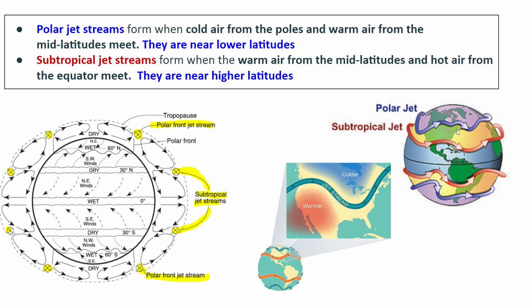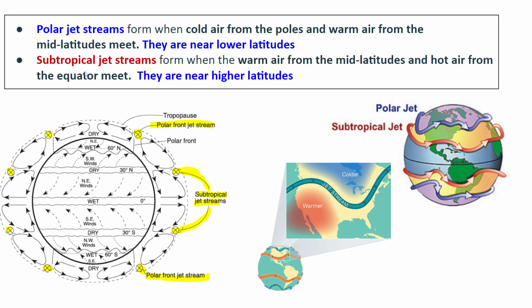One is the polar jet stream right here in the northern hemisphere and here in the southern hemisphere, where the cold air from the north and south pole are meeting this warm, but not too warm, air in the mid latitudes, that are somewhere between the equator and the poles. Okay, so that's what we call a polar jet. Notice polar jets move from west to east.